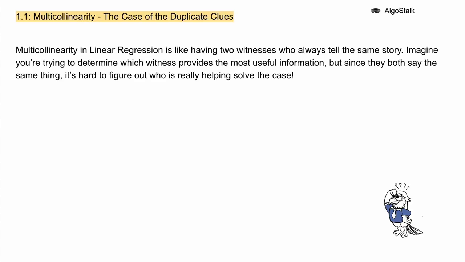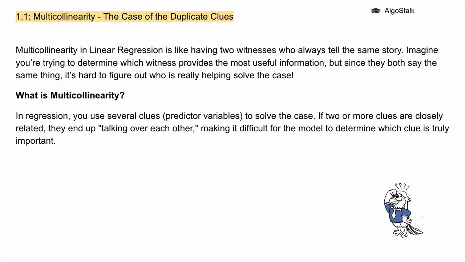Multicollinearity in linear regression is like having two witnesses who always tell the same story. Imagine you are trying to determine which witness provides the most useful information, but since they both say the same thing, it's hard to figure out who is really helping solve the case. In regression, you use several clues to solve the case.